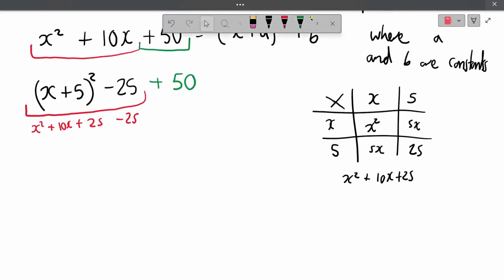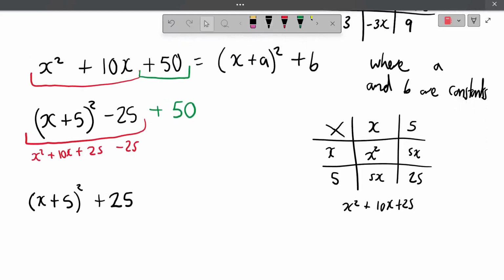So what does that mean? Well, we then have (x + 5) in brackets squared minus 25 plus 50, so plus 25. So that is in our form we want. So we have x² + 10x + 50 equals our (x + 5) in brackets squared plus 25.